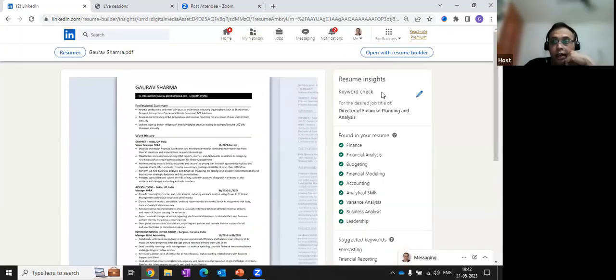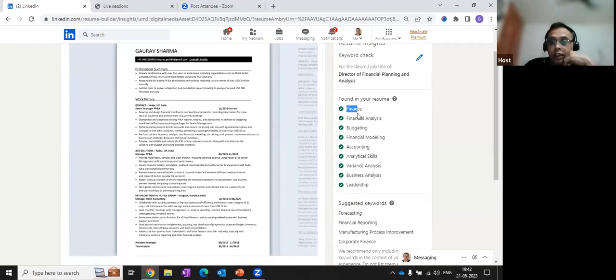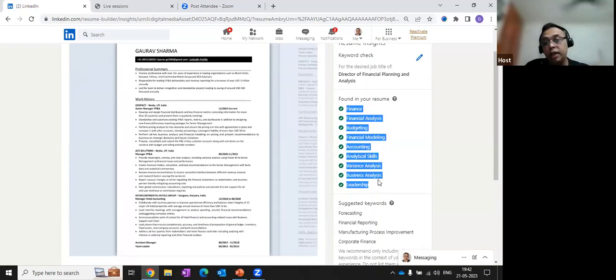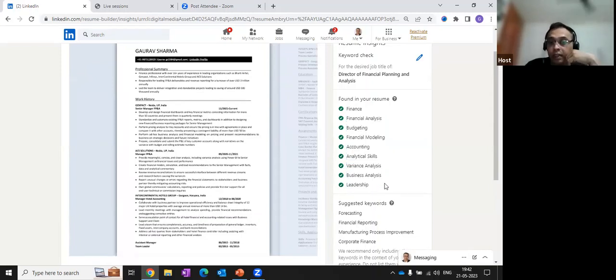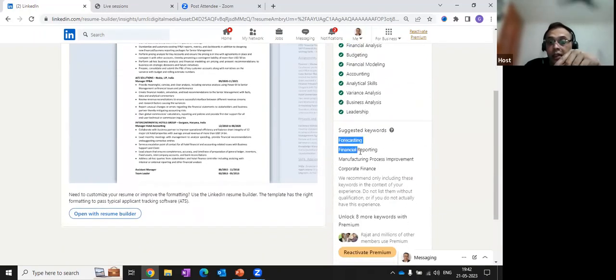Here towards the right, it gives me my resume insights. These are the keywords which are there in my CV that should be there, and these are there in my CV: finance, financial analysis, budgeting, financial modeling, etc. All those skills, all those keywords. But these are the suggested keywords that are missing from my CV.